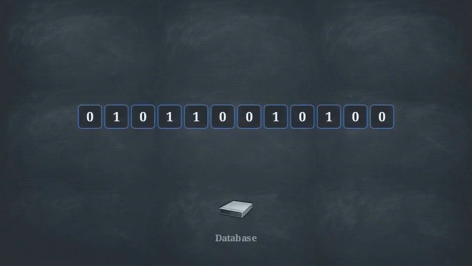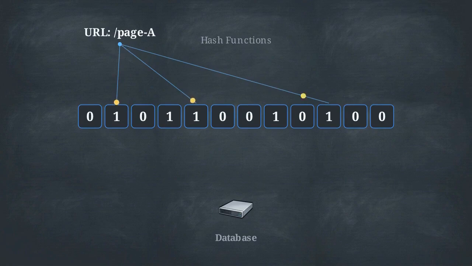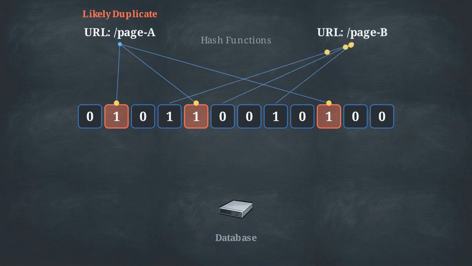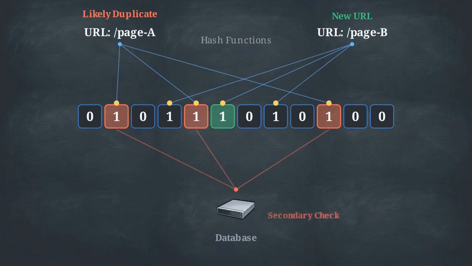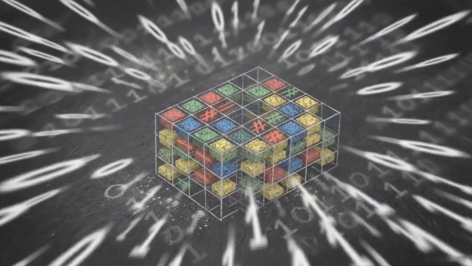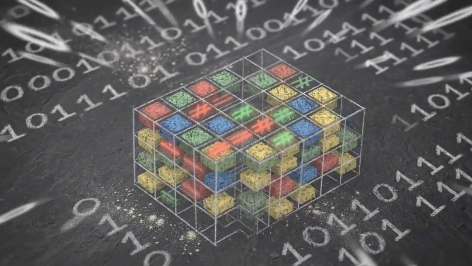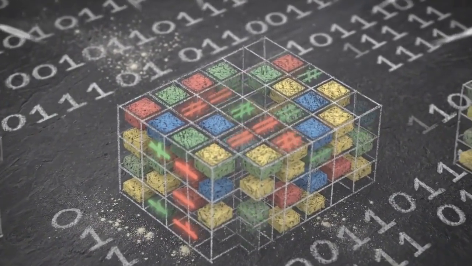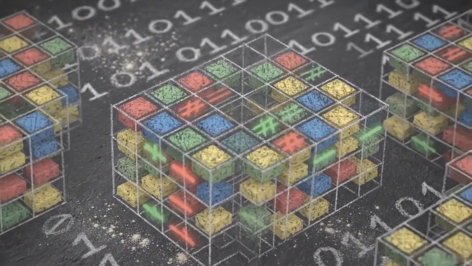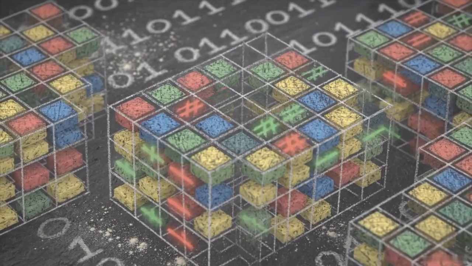To solve this, a Bloom filter passes the URL through multiple hash functions, mapping it to a binary array. If all hashes hit ones, it's likely a duplicate. If any hit a zero, it's new. Rare false positives are handled by secondary database checks. Massive scale architecture frequently relies on probabilistic data structures like this, systematically trading perfect accuracy for O(1) speed.